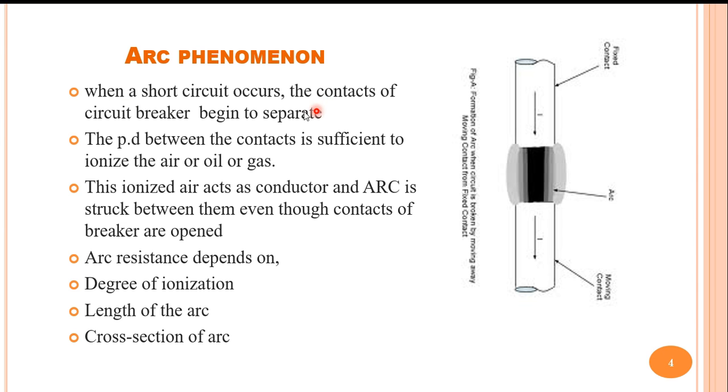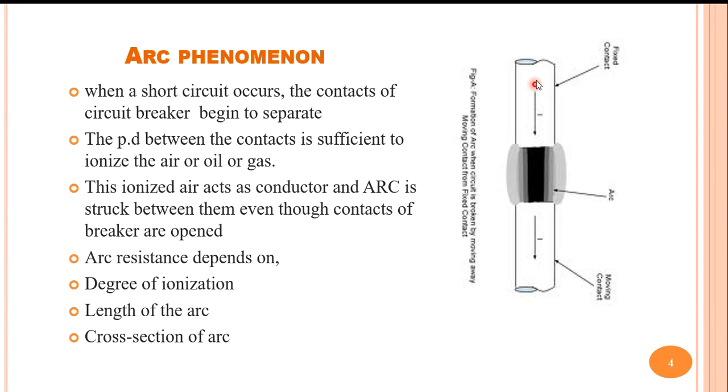When a short circuit occurs, the contacts of the circuit breaker begin to separate. The potential difference between the contacts is sufficient to ionize the air or oil or gas in between the contacts. This ionized air acts as a conductor and this is called an arc. An arc is struck between them even though the contacts of the breaker are opened.